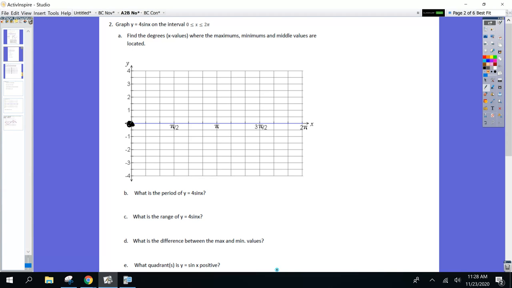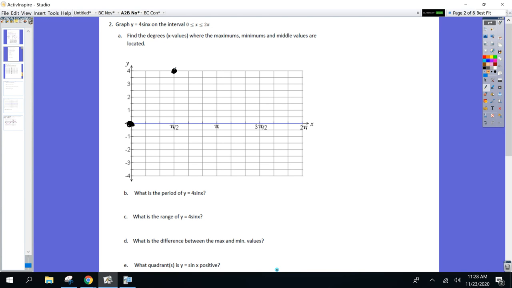Then it goes to where? Midline goes up to the max. What's our max in this case? Not 1 anymore, but 4. It's the number out in front. So at pi over 2, I'm going to go up to 4 because this happens every 90 degrees.